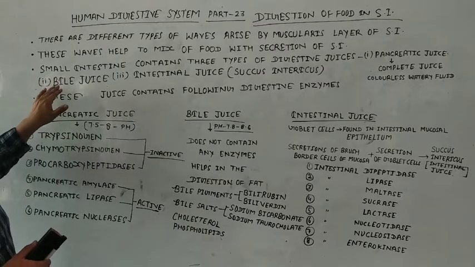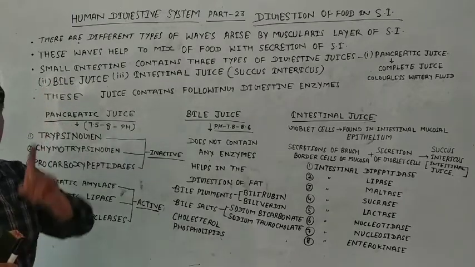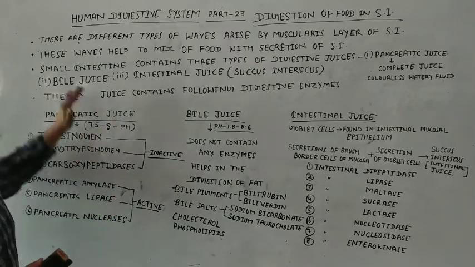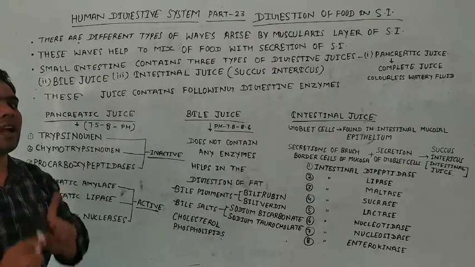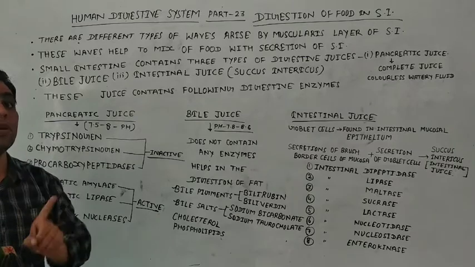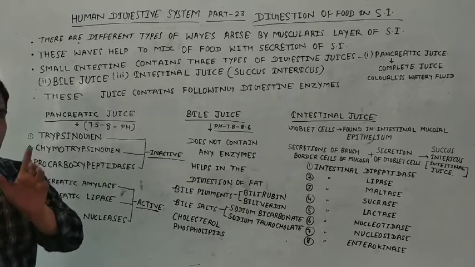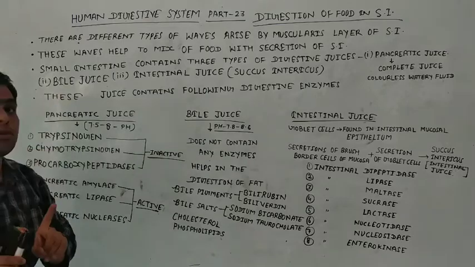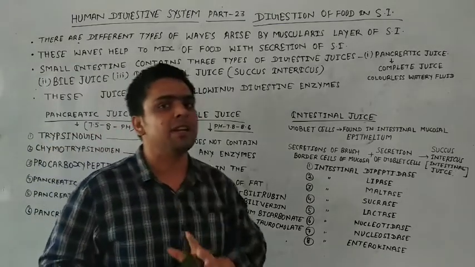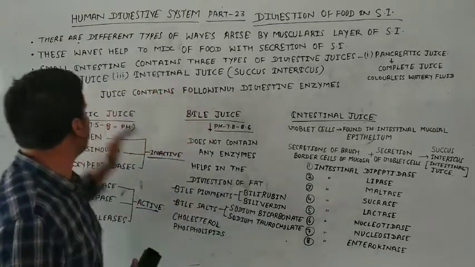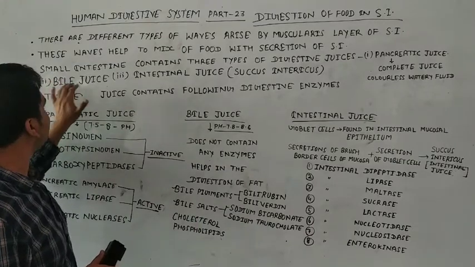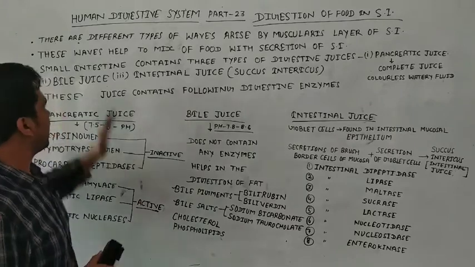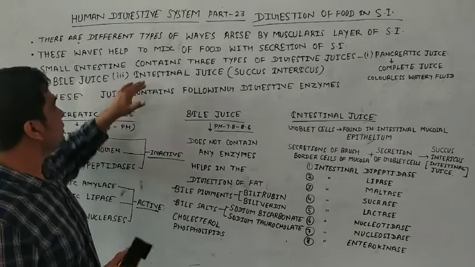And this is called incomplete juice. Why is it called incomplete juice? Because it does not contain any kind of enzyme, and it does not directly participate in the digestion of food. So it is called incomplete juice, and in general language it is known as bile juice. We will discuss it next.